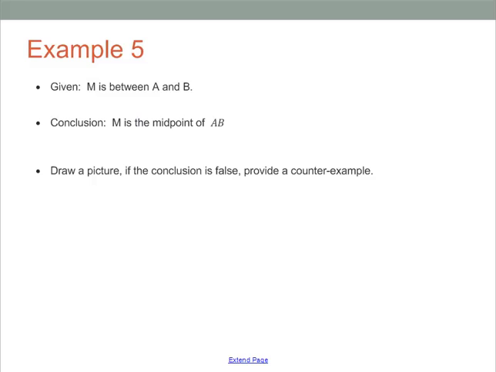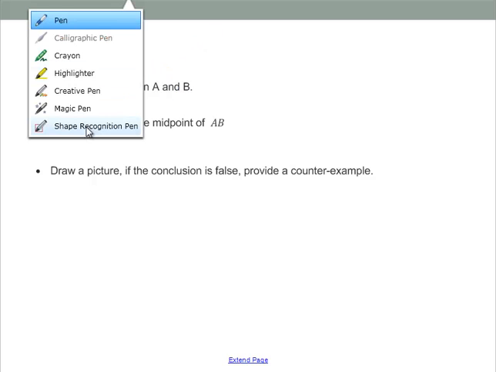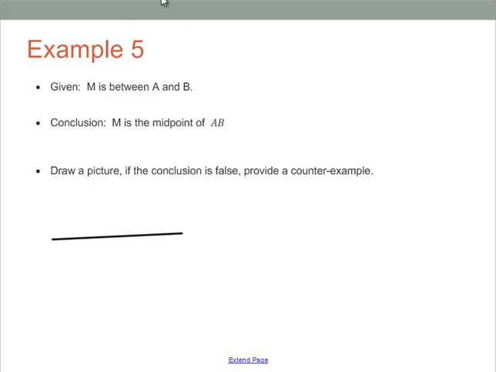Now let's look at that in geometry terms. M is between A and B, so let's go ahead and draw that. We have segment AB, and then we have point M. I just drew it in between. And what we're going to do is we're going to look at M being the midpoint as my conclusion. If I were to move M to right here so that I was able to say this, that would be true. M is the midpoint of AB.